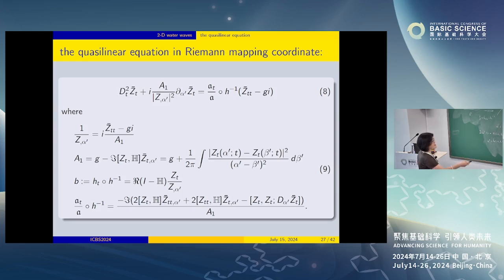The left-hand side has two derivatives of Z_t, spatial derivatives, and the right-hand side looks like it's much better, okay? And the same here. Okay, so this is a quasi-linear equation, and everything is figured out here.